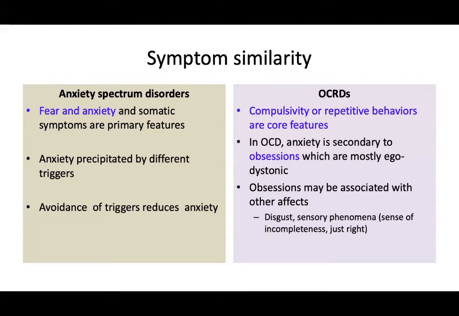But currently, they have formulated the new category of OCRDs, because one major thing that is different in OCD compared to other anxiety spectrum disorders is the presence of repetitive behaviors or compulsions. So this new category of OCRDs has been formulated based on this, where all these disorders are characterized by repetitive behaviors, which is currently known as compulsivity. And in OCD, anxiety is a secondary phenomenon. The primary pathology is the presence of obsessions, which leads to anxiety. And it's usually ego-dystonic compared to other anxiety disorders.